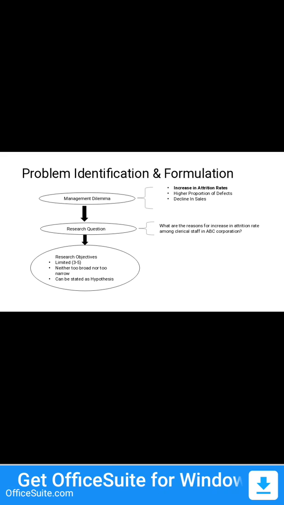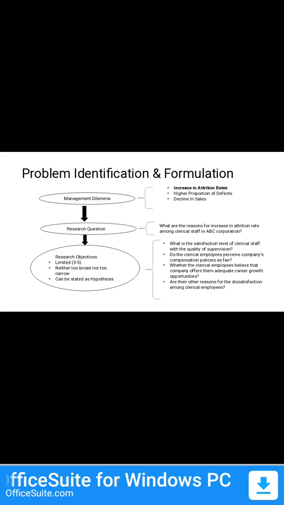A hypothetical firm we have taken up, ABC Corporation, and what are the reasons that the attrition rates are increasing, and attrition rates for clerical employees have been increasing in this particular organization. Now this is my main focus, this is the focus of my research, the research question. Now I will further break it down into different research objectives, and here are these four research objectives.